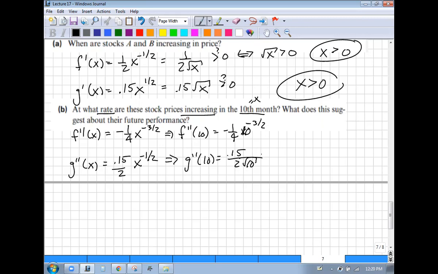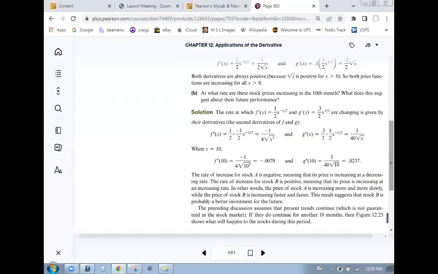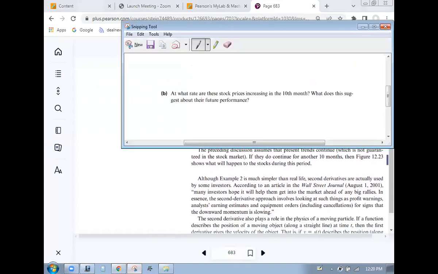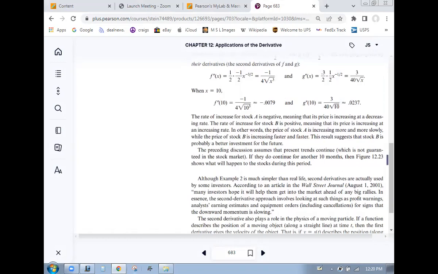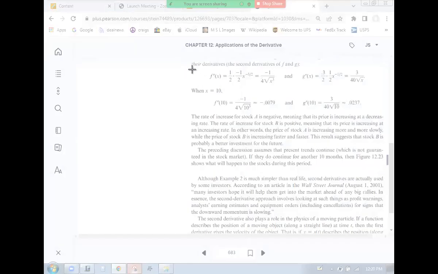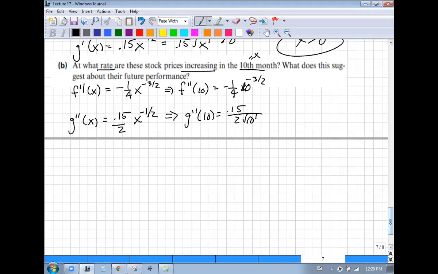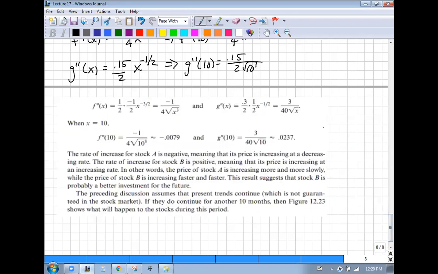I don't know what these are. I could plug them into a calculator. Tell you, since they've already done the math, let's look at their math here. They've gotten the values. So f double prime is negative and g double prime is positive.